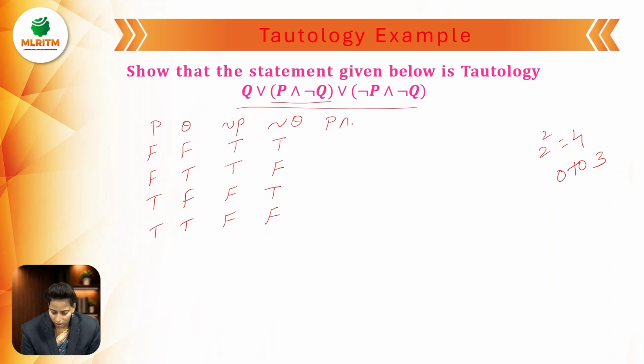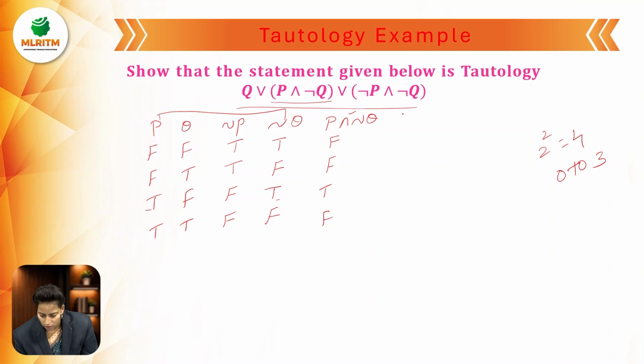P and negation Q. So P and negation Q. This is the conjunction symbol. The conjunction truth table says if both are true, then the result is true. So observe these two columns: false, false, true, false. Why is the third value true? If both are true, then the result is true.